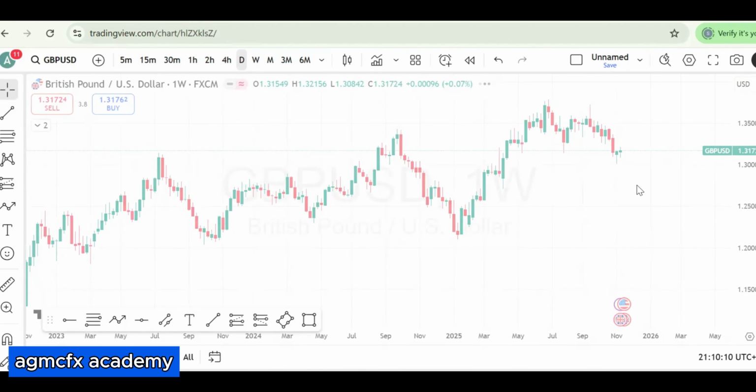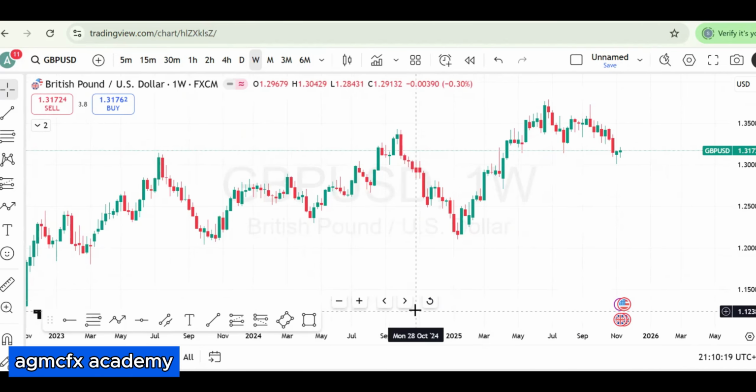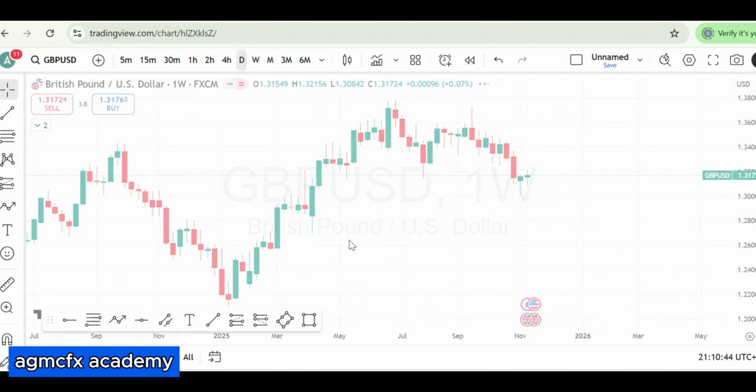So on the daily time frame, yeah, let me show you something on the weekly time frame. You can see on the weekly time frame that this pair gives us a candle. So this is a bullish candle, which we are expecting is likely for this market to go up. But let's go to daily and see the candlestick patterns and the chart patterns we can get there.